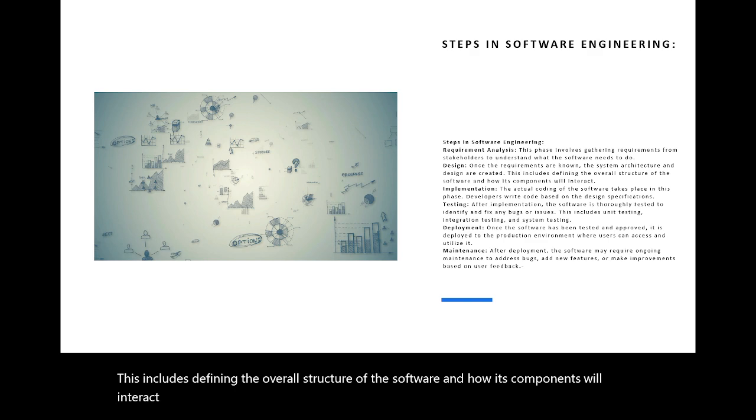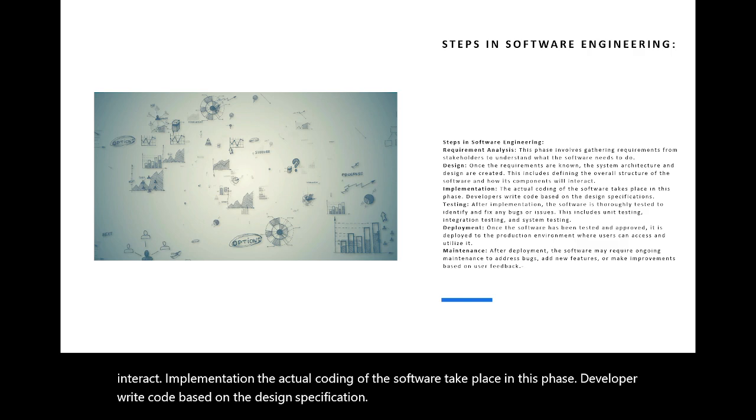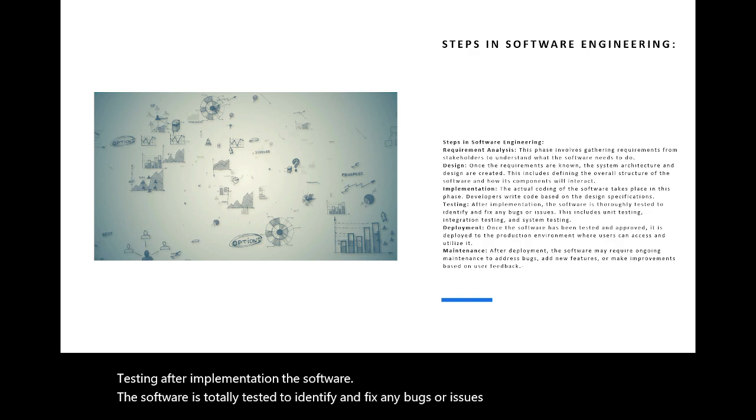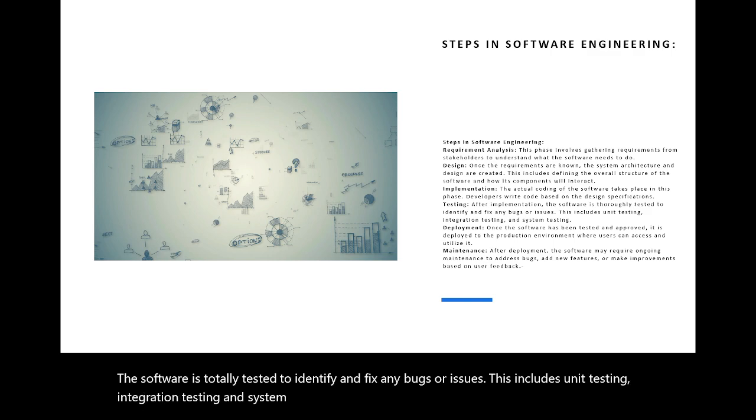Implementation. The actual coding of the software takes place in this phase. Developers write code based on the design specification. Testing. After implementation, the software is thoroughly tested to identify and fix any bugs or issues. This includes unit testing, integration testing, and system testing.